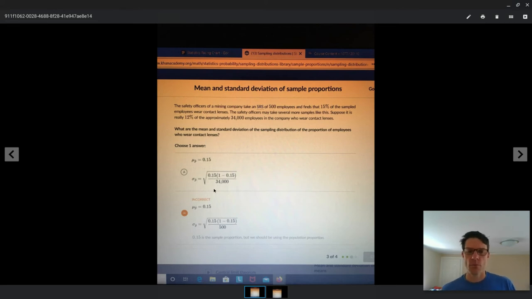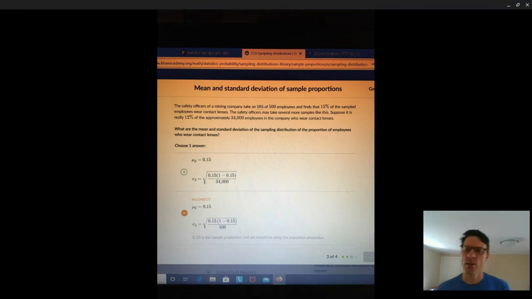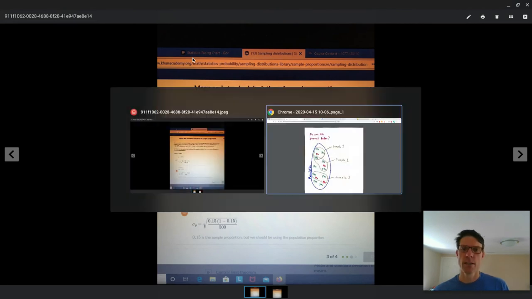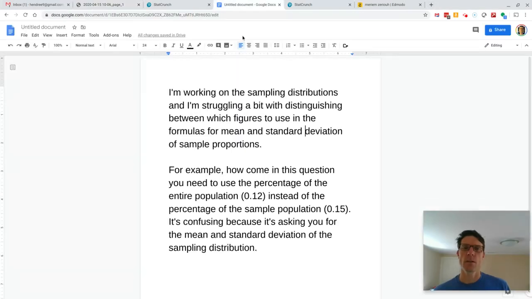So the student thought that the mean of the sample proportion would be 0.15 because that's what the sample told us, right? And samples definitely do have a relationship with the sampling distribution, but it's actually a much more complex story. And I love these kinds of questions because they really get at the concept of everything. So here's what the student says.